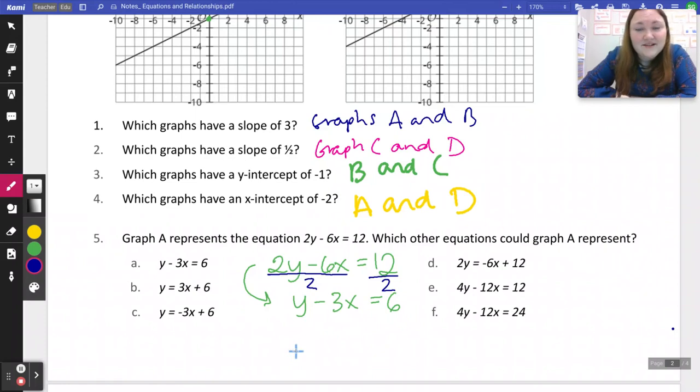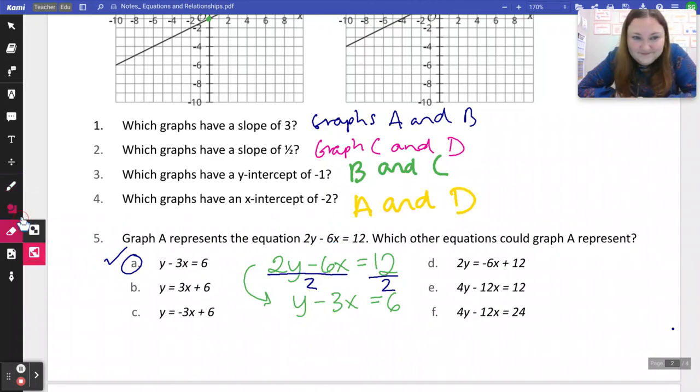Am I allowed to do that? Am I allowed to divide both sides of my equation by 2? Absolutely. So that lets me know equation A would have the same graph as the equation 2y minus 6x equals 12. I can also use the fact that this equation is equivalent to help me figure out some future equations.